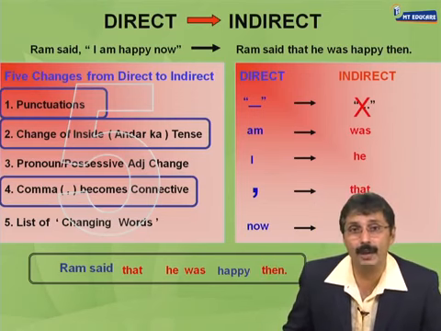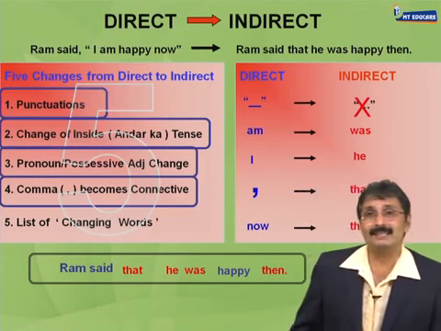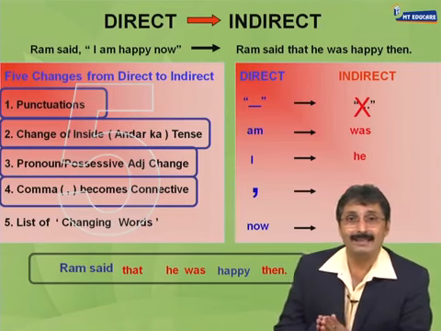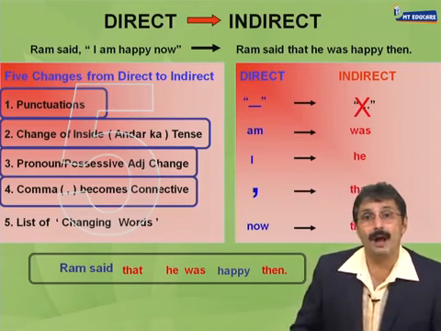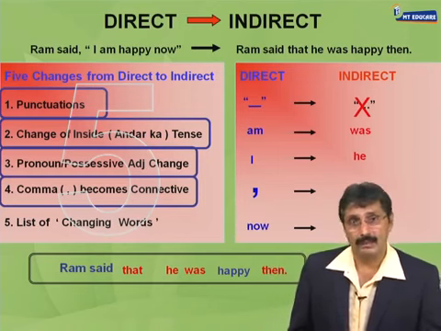The change of pronoun and possessive adjective. Right? As you can see in the sentence on your screen, Ram said, "I am happy now." Ram said that he was happy. How did I become he? Does it always become he? No. Let's see the rule.